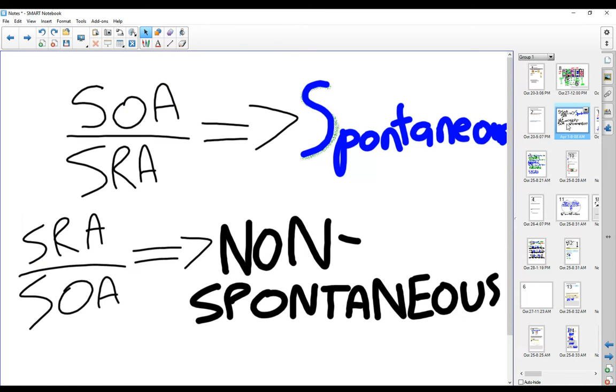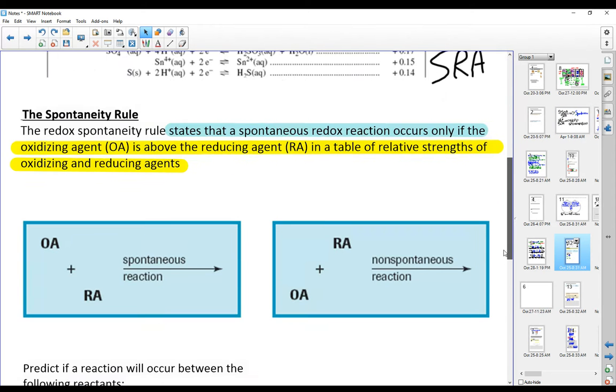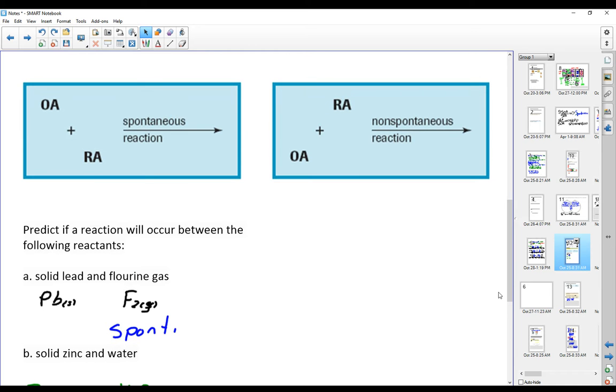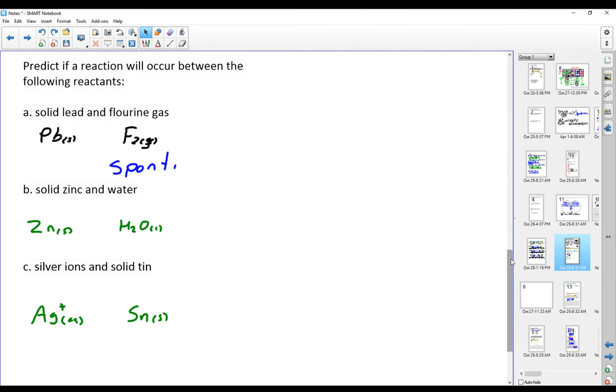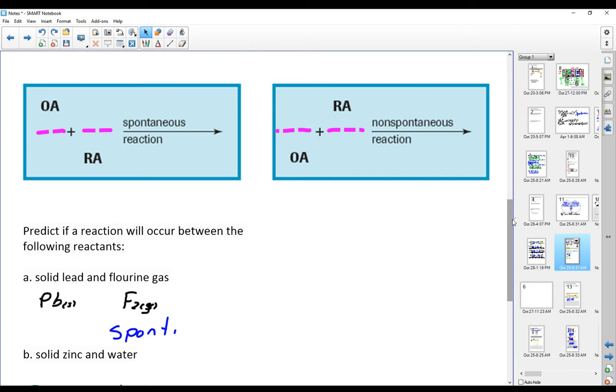Made this page here. I'm hopping back though. Uh-oh, did I get myself lost? Oh, there we go. All right. So our oxidizing agent has to be above our RA. If that's the case, we get a spontaneous reaction. If our oxidizing agent is under our reducing agent, then it's a non-spontaneous reaction. I'll leave that there for just a moment, so you can analyze that a little more.